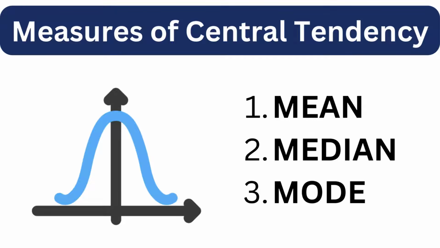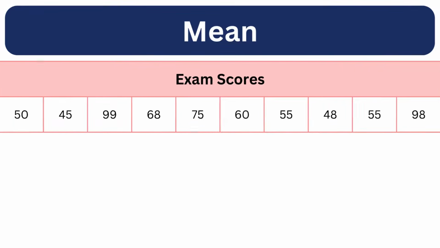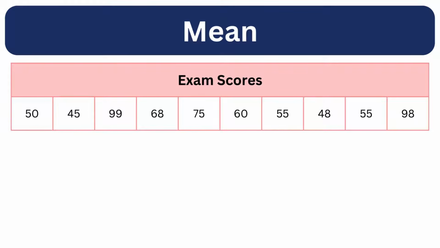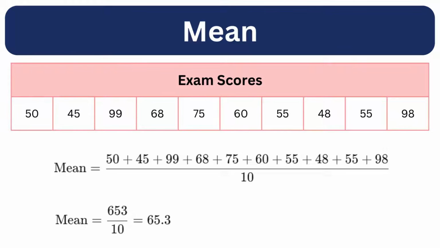Central tendency is all about finding the center of your data, the point that represents the typical value in your dataset. Mean is the most commonly used measure of central tendency. Mean, also known as average, is calculated by summing all the values and then dividing by the total number of values. Here are some exam scores given.